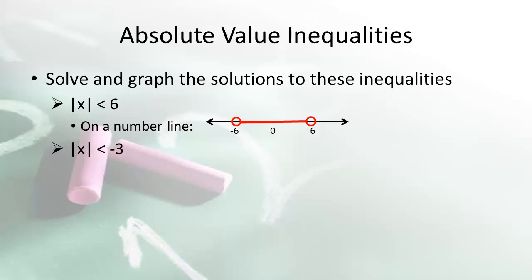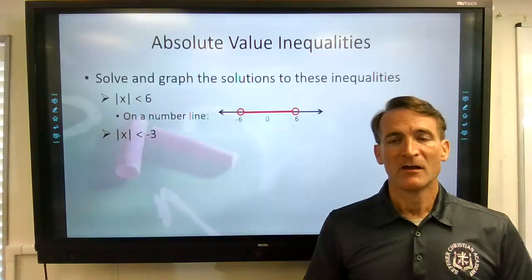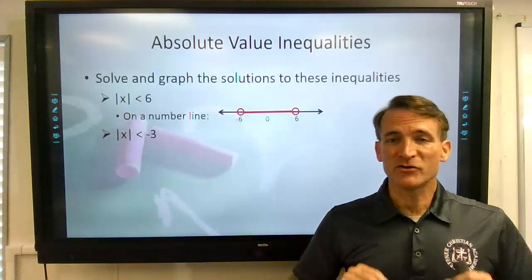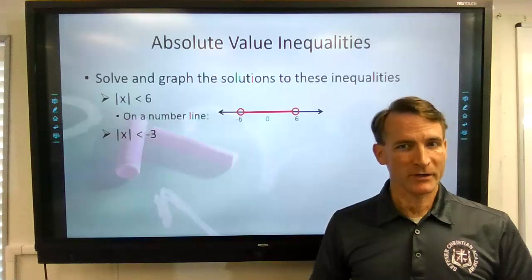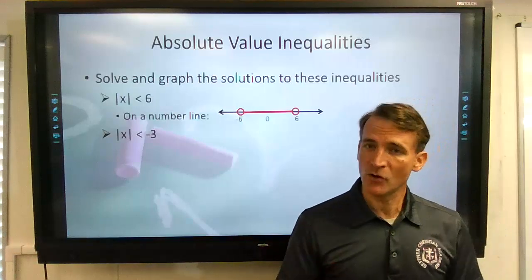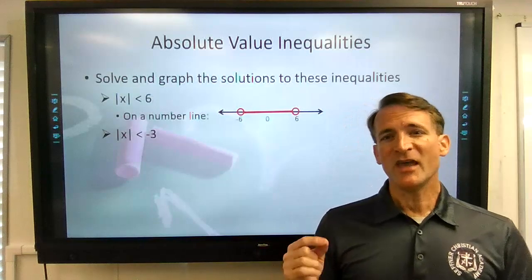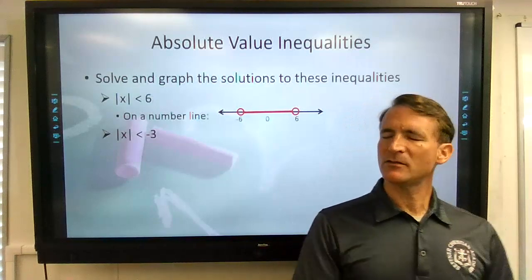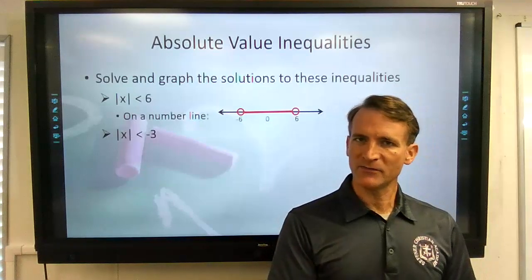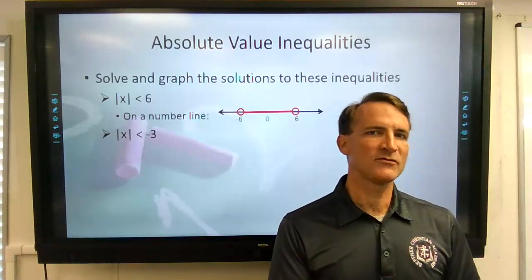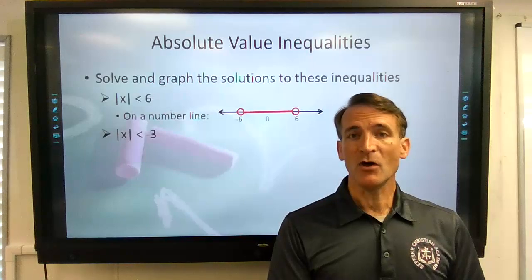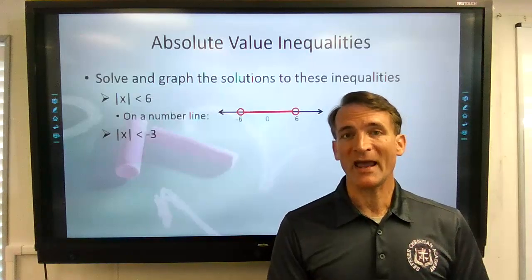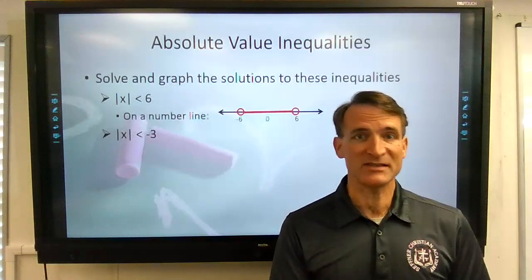Let's try this one. We have the absolute value of x is less than -3. Now for this one, some of you just thought through some things and probably came up with a wrong answer. Others of you may have noticed something unique about this. The absolute value has to be less than a negative. If I take the absolute value of a number, is it going to be less than a negative? No. The absolute value of any number has to be a non-negative value. It has to be 0 or greater.